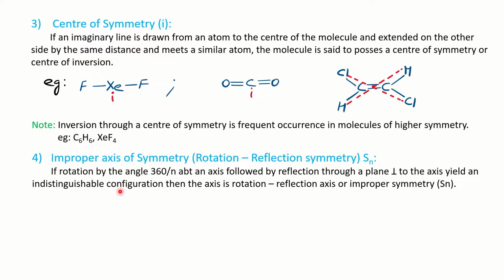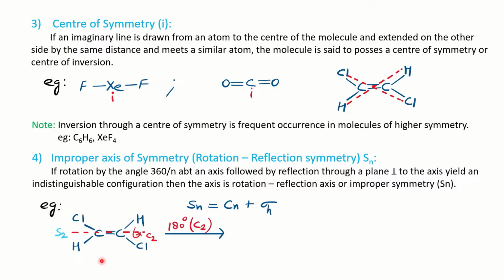The fourth symmetry operation is called improper axis of symmetry, also called rotation reflection symmetry, represented by Sn. So basically two operations are involved here. Rotation is followed by reflection. Therefore, we call it rotation reflection symmetry. So what is that? If you rotate a molecule by 360 by n degree about an axis, followed by the reflection perpendicular to that axis, and you get an indistinguishable configuration, the molecule possesses the improper axis of symmetry. So it is represented as Sn equals Cn plus sigma H.